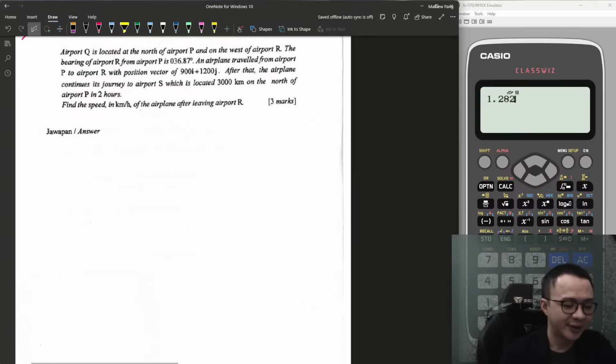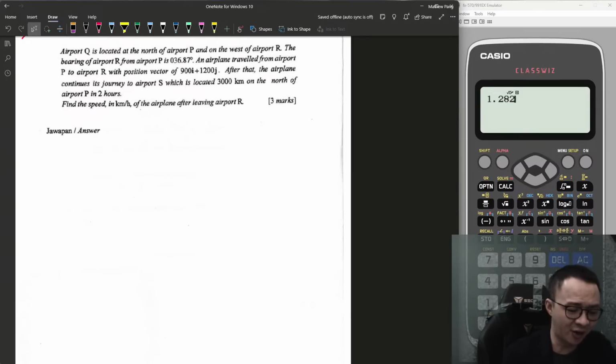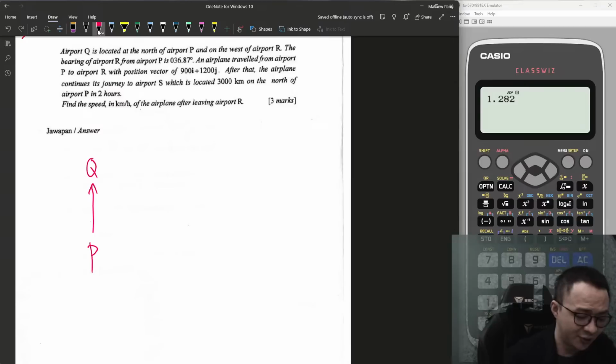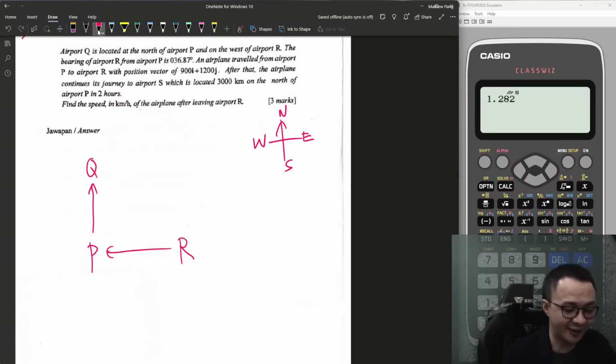Okay, the airport Q is located at the north of P. So I assume this is P. North of P is here, right? This is due north, right? And then on the west of R. So P is on the west of R. This is R, right? So west. Just in case some students have no idea, this is north, east, south, west. So you can see P is at the west of R, right? And Q is at the north of P, right? Make sense? Okay, so I hope it makes sense to you.